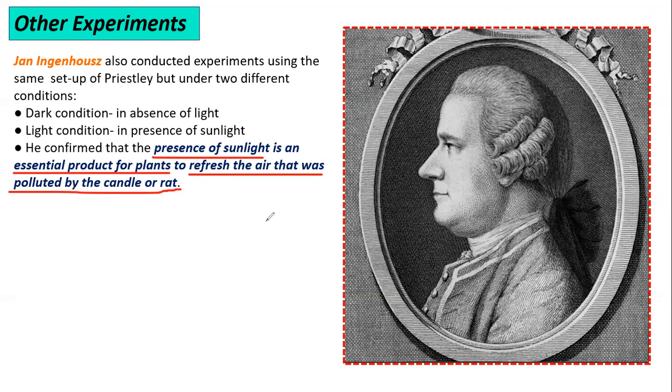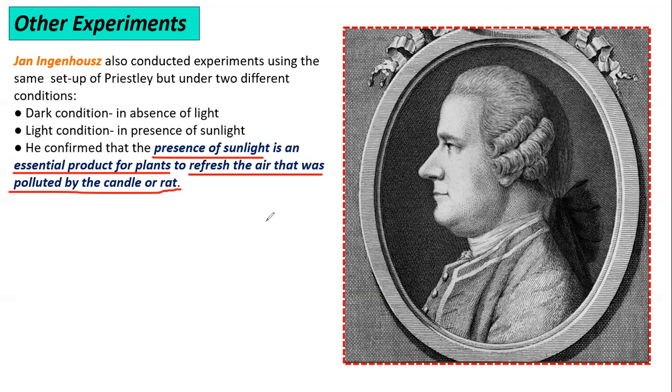Done. So we have studied 3 experiments. What was the first experiment? Joseph Priestley told that plants restore a particular product. He doesn't specify because he discovered oxygen after that only. So he told that plants are releasing something, refreshing the air that had been polluted by the breathing cat or rat as well as the burning candle.